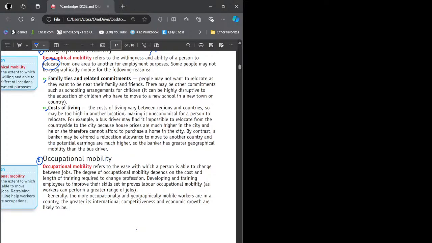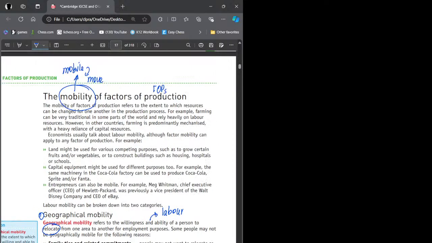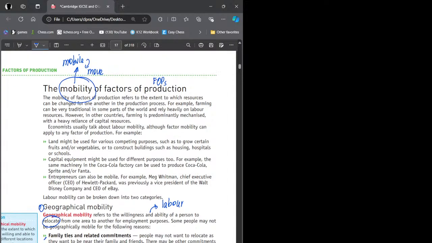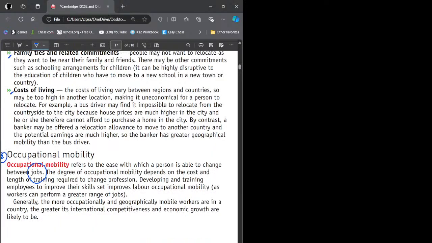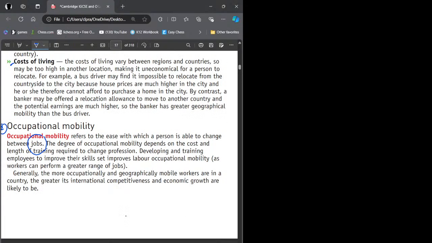Okay. So occupational mobility refers to the ease at which a person is able to change between jobs. Now, you see, we have made mention of jobs. That means we are again limiting ourselves to labor. But as I said, when you are talking about mobility, please do not refer yourself to only labor. We have geographical and occupational mobility of the other factors of production as well. So, occupational mobility basically is how easily can a person change from one job to another. Okay, let me just write second job.